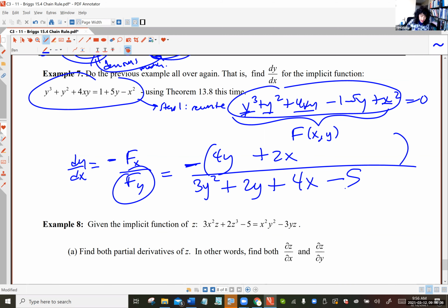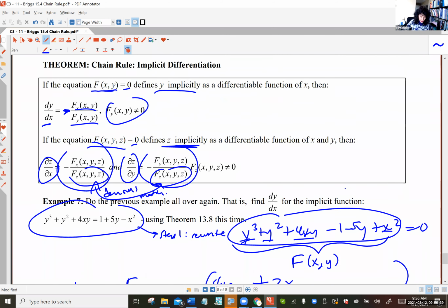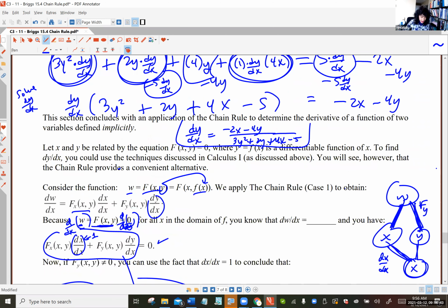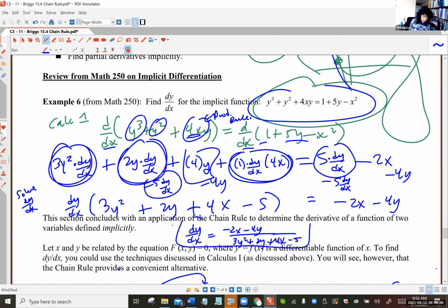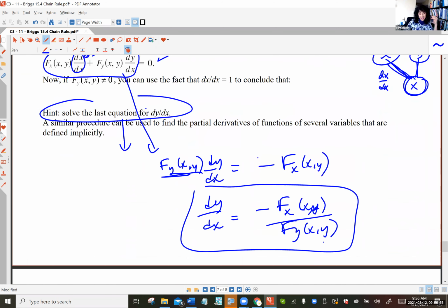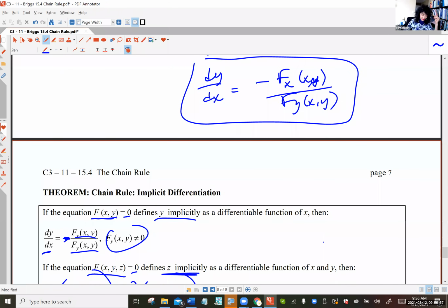Now compare this answer to the one that we got when we did the problem originally, the Calc 1 method. Are these equivalent? You tell me. Yes, they are. But isn't the way we did it a little bit cleaner?